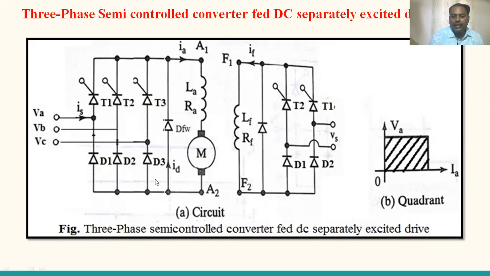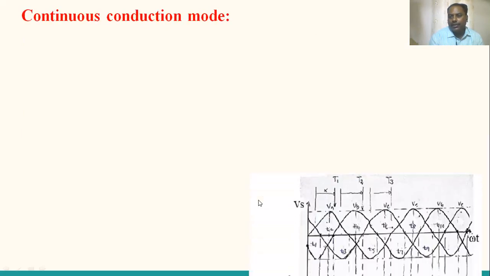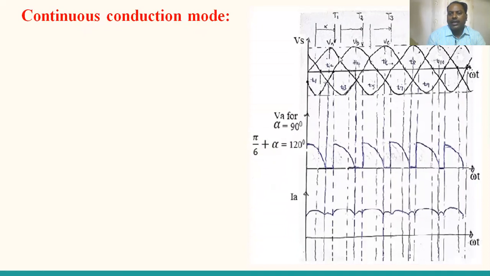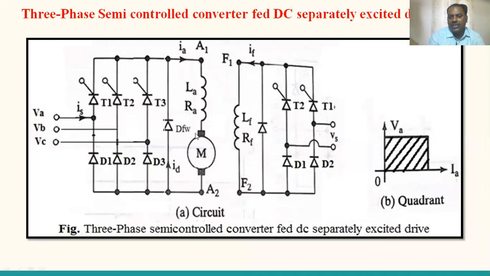So at this instant of time, which is the highest negative potential, we can observe in the waveforms. Suppose alpha is equal to 90 degrees, and you are triggering the thyristor T1 at the 120 degrees instant. So what is the highest negative potential? This one, phase C. Phase C is the highest negative potential. So which switch is connected to phase C? That is D3. D3 will come into conduction.